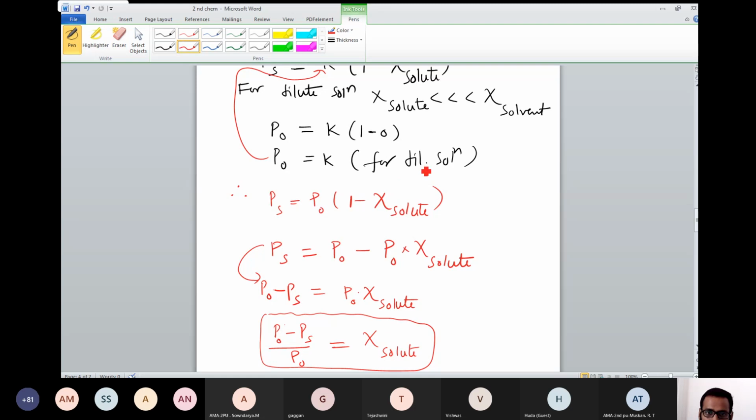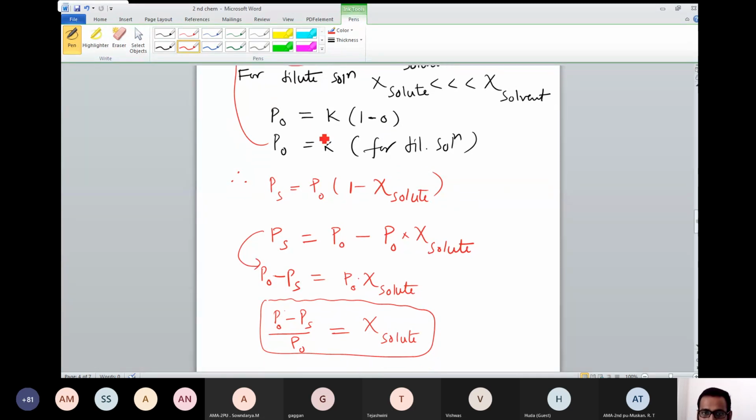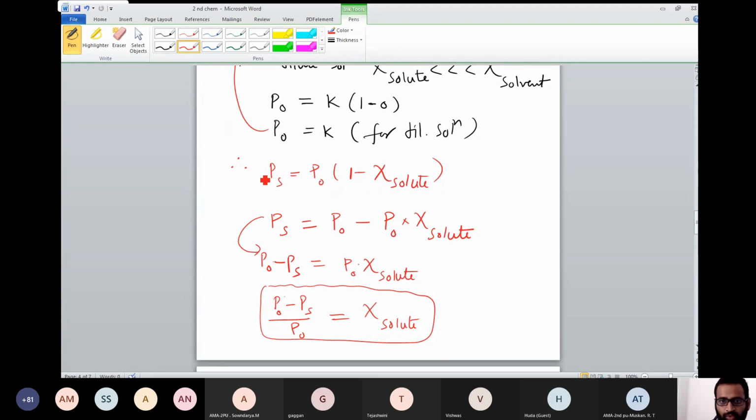Sir, many people have a doubt why you wrote P naught instead of K. See, that K value must be known, so that's why we changed K into P naught. That is the most important thing. Now you can apply this same formula for concentrated solutions also. For solving numericals, every time we have no need to take the K value separately. K value is nothing but P naught. Raoult's law is applicable for dilute solutions.